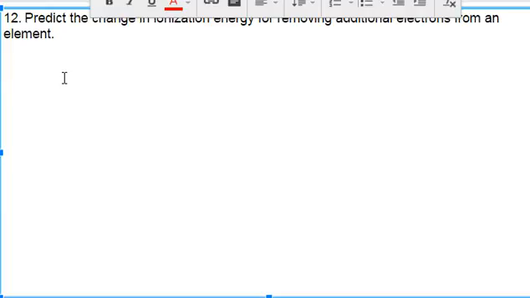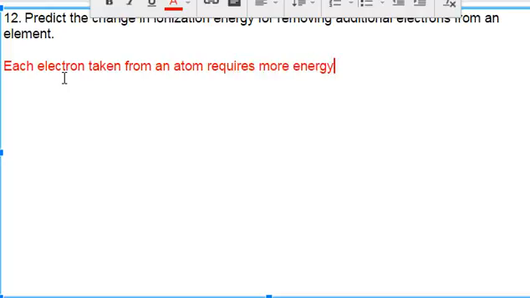So each electron taken from an atom requires more energy than the last one. How come? Because not as many electrons left to help push.